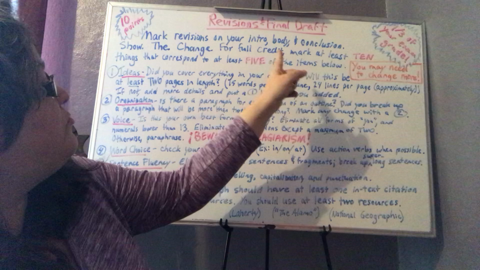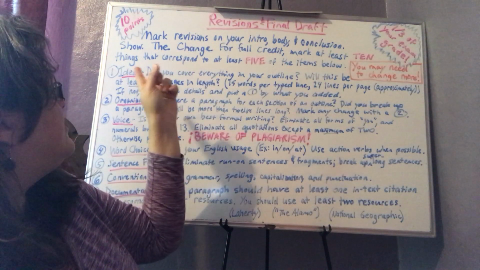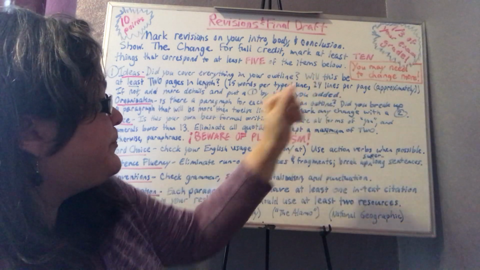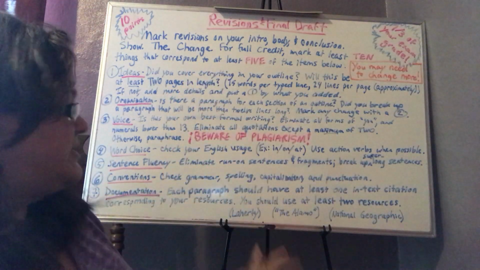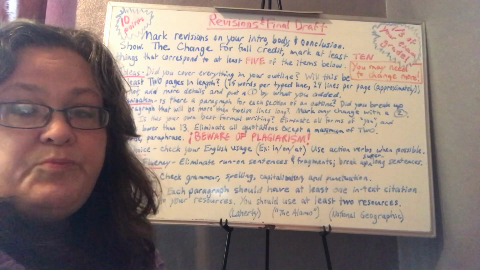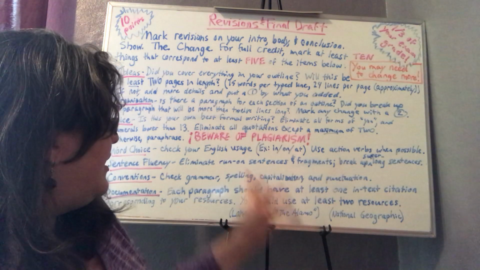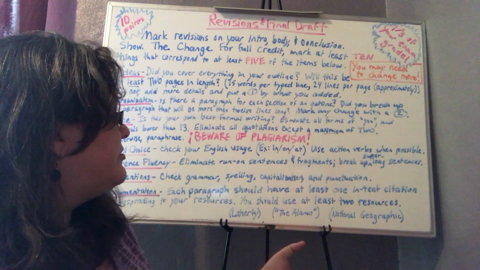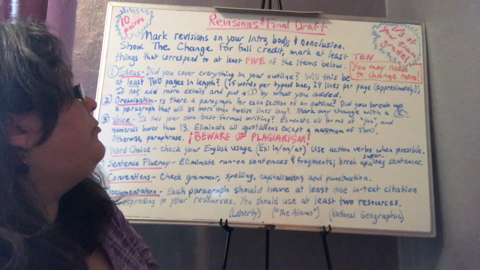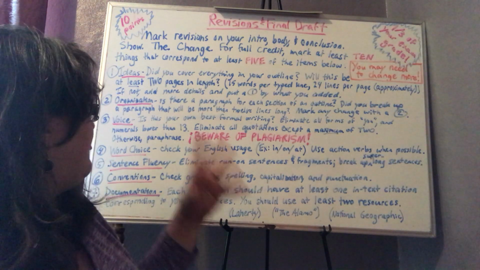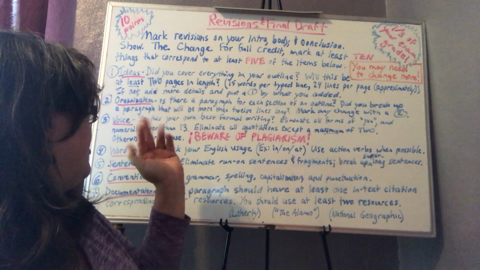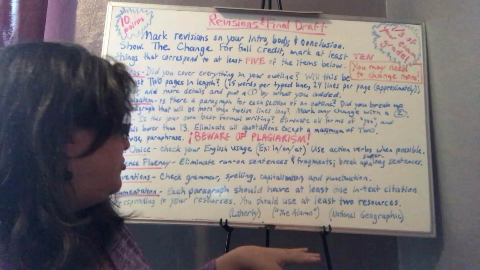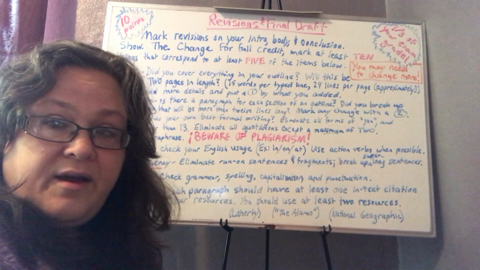For full credit, mark at least 10 things that correspond to at least 5 of the items below. So there are 7 items here. You may only be able to find 5 of those 7 items, or you might be able to find all 7. But, so like for example, if you can't find anything for number 3, then you may mark 2 number 6s or 2 number 5s.